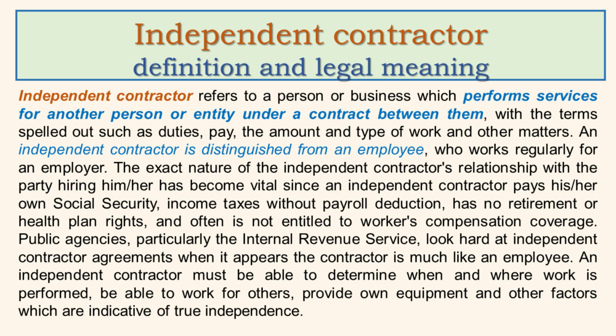Public agencies, particularly the Internal Revenue Service, look hard at independent contractor agreements when it appears the contractor is much like an employee. An independent contractor must be able to determine when and where work is performed, be able to work for others, provide their own equipment, and other factors which are indicative of true independence.